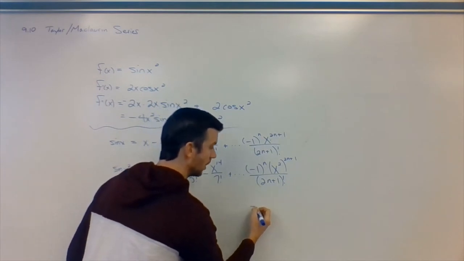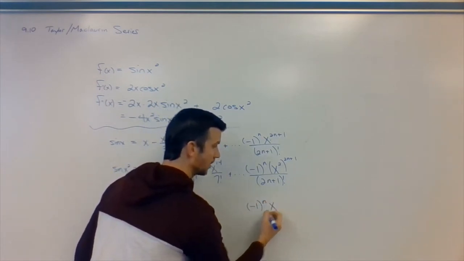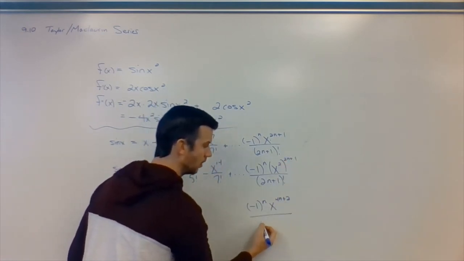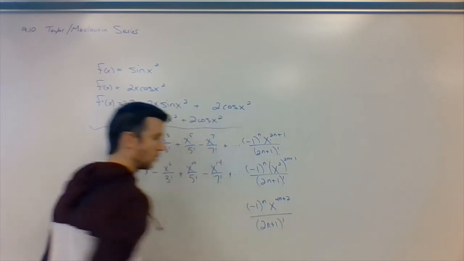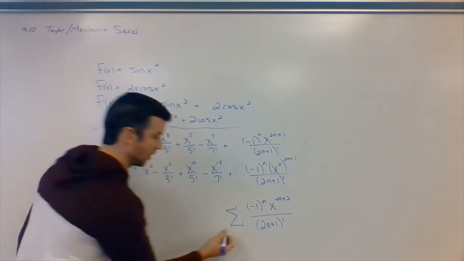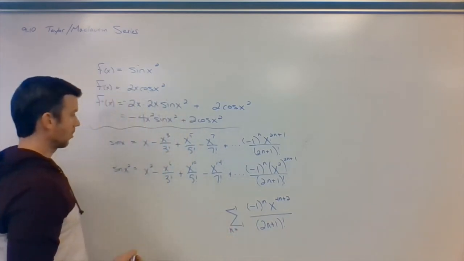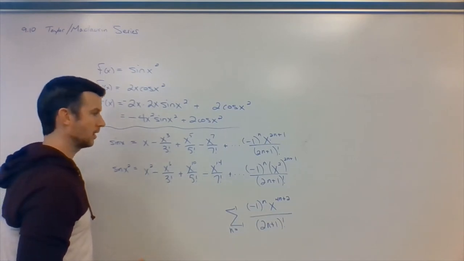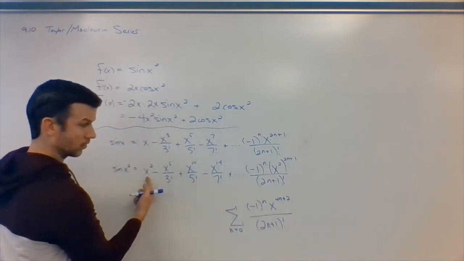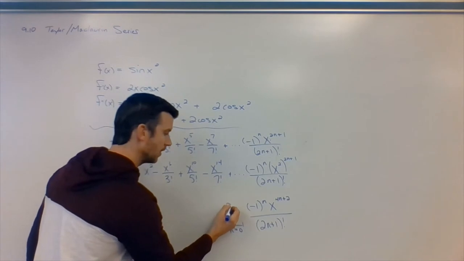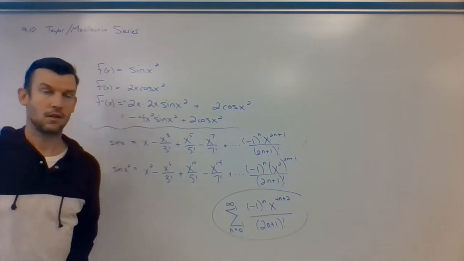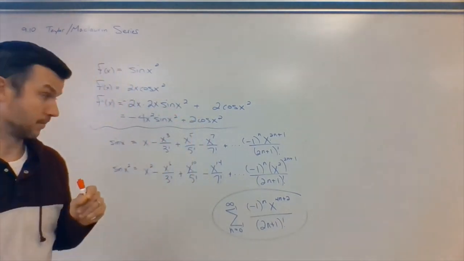That's going to simplify to be negative 1 to the n, x to the 4n plus 2, because you multiply exponents when you have a power to a power, divided by 2n plus 1 factorial. And then you can write it as the sigma notation, the sum as n goes from, what were we starting with, 0? If I remember correctly. Yeah, we're starting with 0, right? You can just confirm, if I plug 0 in, I get my x squared term, right? So n equals 0 to infinity. That is a much easier way of coming up with a series for sine of x squared.